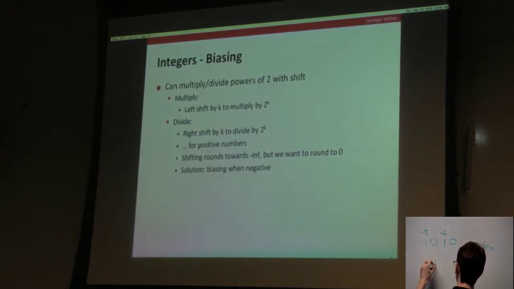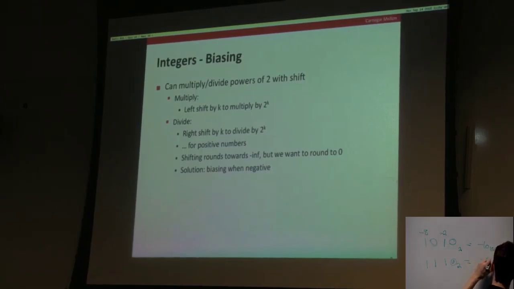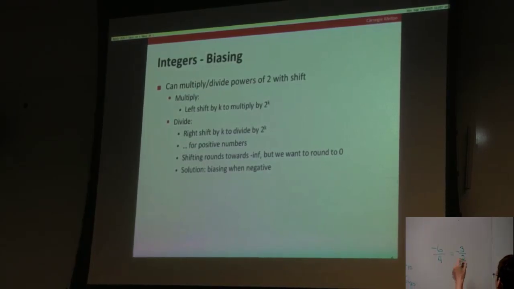And so what do we get? We get 2 ones for the padding, and we have this 1 and 0 here. This is binary. So what number did we end up with? -2, right. So we ended up with -2. But what is -6 over 4 rounded towards 0? Rounded towards 0, we wanted -1, because this is equal to -3/2. We're rounding towards 0, so since it's right between -1 and -2, rounding towards 0 gives -1.